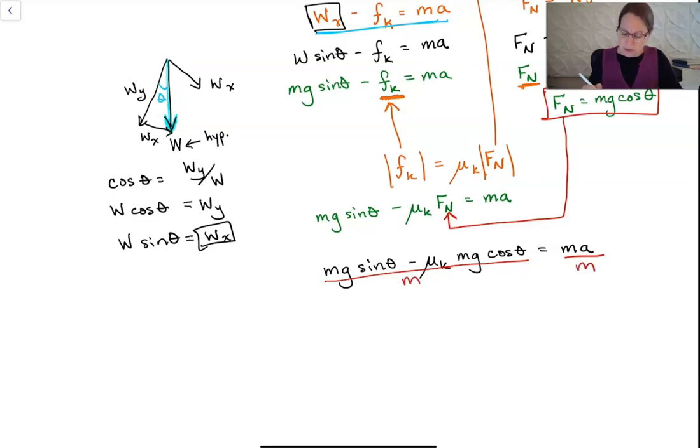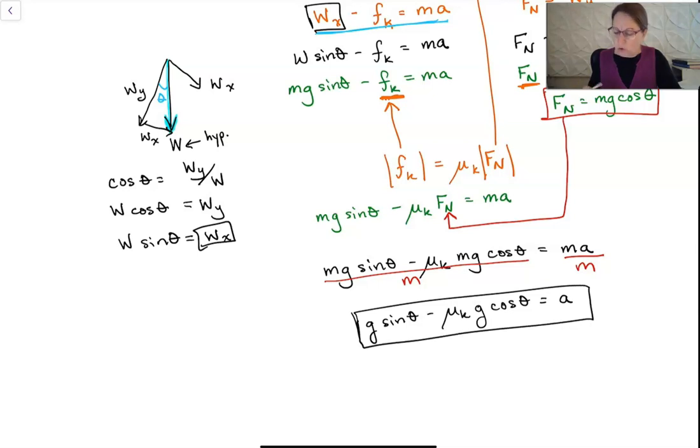That gives me g sine theta minus mu k g cosine theta is equal to the acceleration, which is what we were asked to show: the acceleration doesn't depend on the mass. It's just related to the x component of the weight, taking away the frictional part, which shouldn't be a surprise. So that's how we prove that. Notice we didn't have any numbers, but we didn't need them to show this expression. And then you can put your numbers in if you need to find the acceleration.